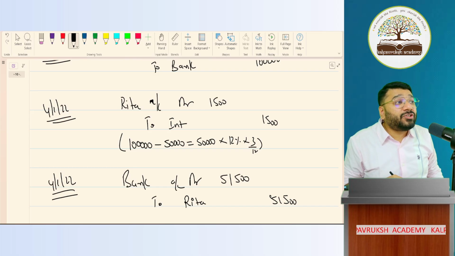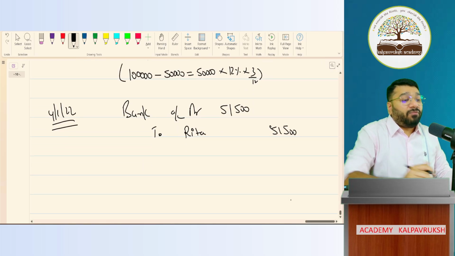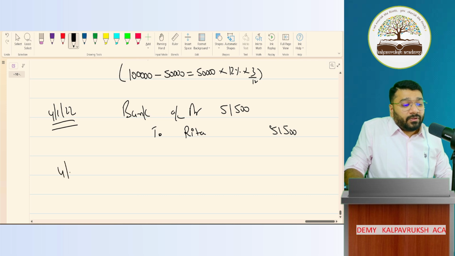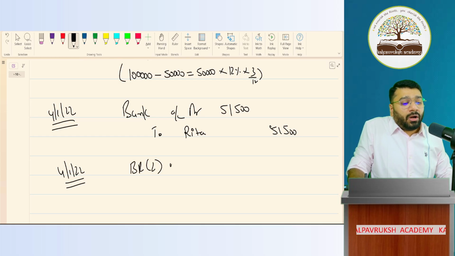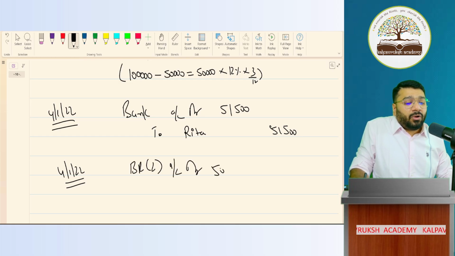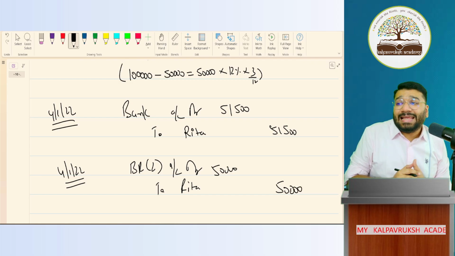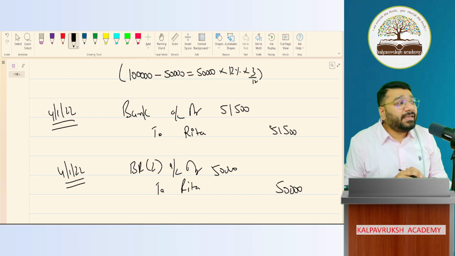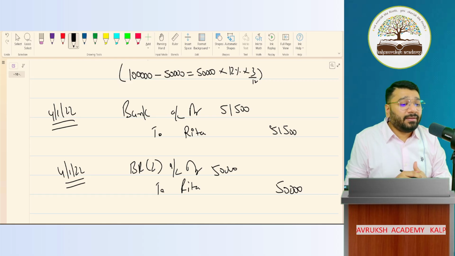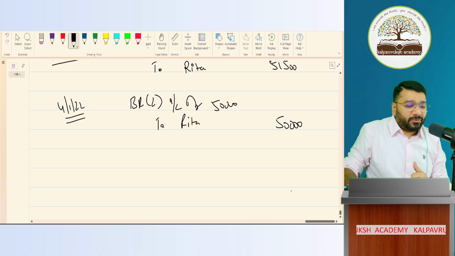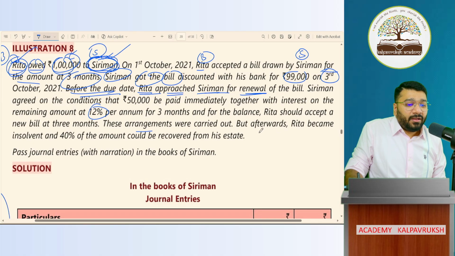What is the ledger balance of Rita? 50,000. For which, what did we do? We executed a new bill. So BR2 account debit 50,000 to Rita. How much? 50,000. Now what is the balance in Rita's ledger? 0. Then where is the balance? BR2. Very good.